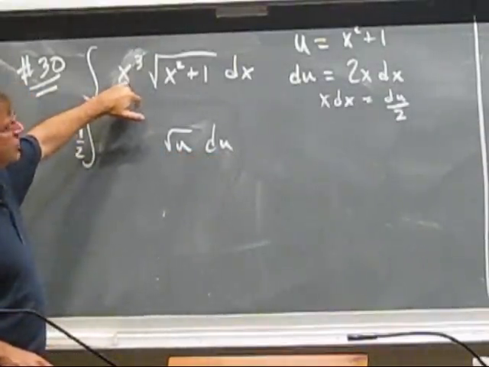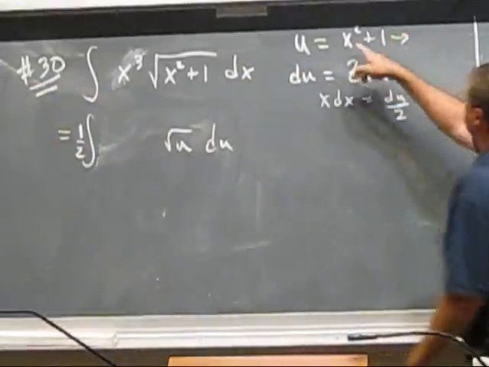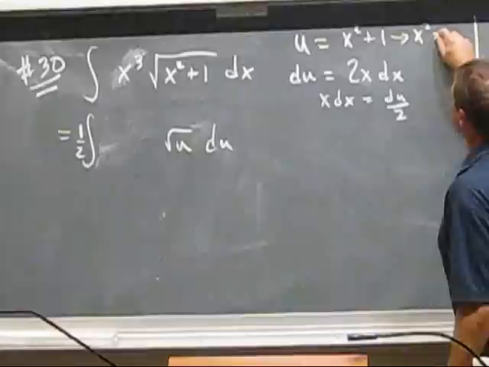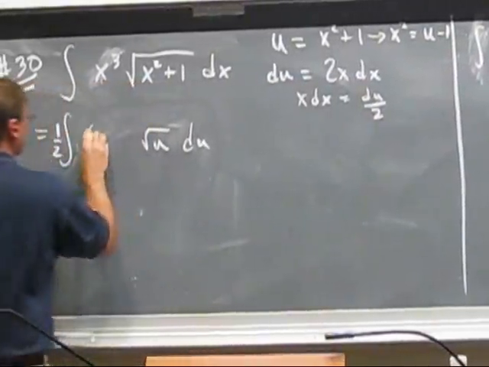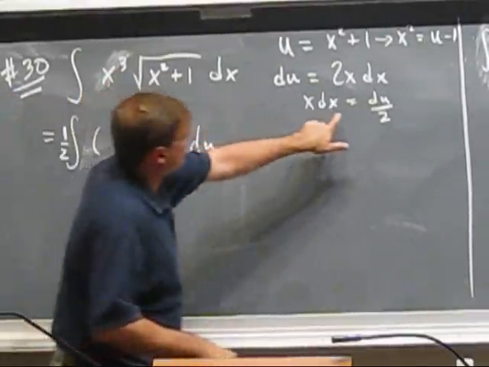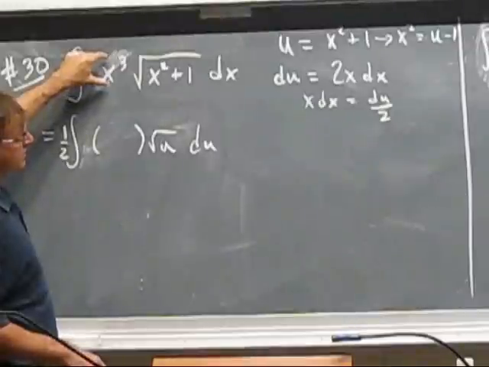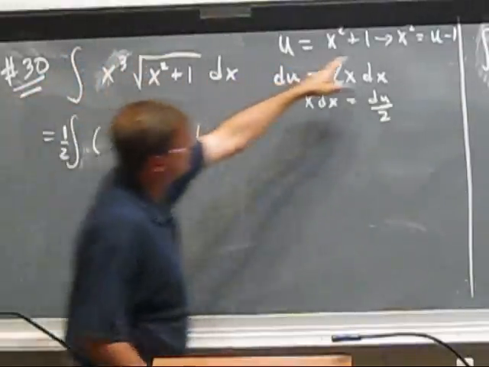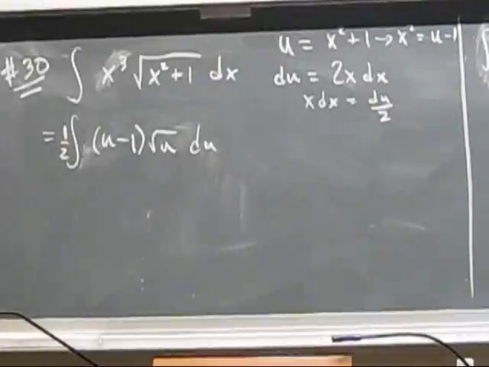But I still have x squared to deal with, and from that, I'll use this here. x squared is equal to u minus 1. So one of these x's is over in this part, and then the other leftover x's, or the x squared, I'm going to substitute into u minus 1. Okay, so not too bad.